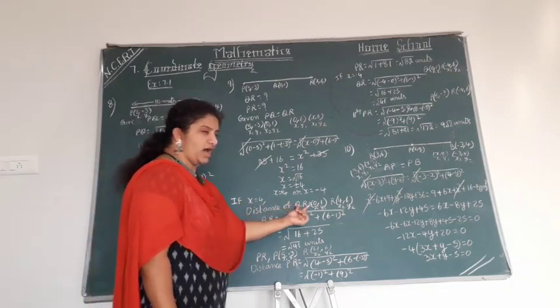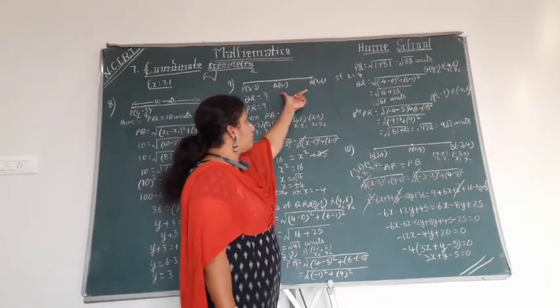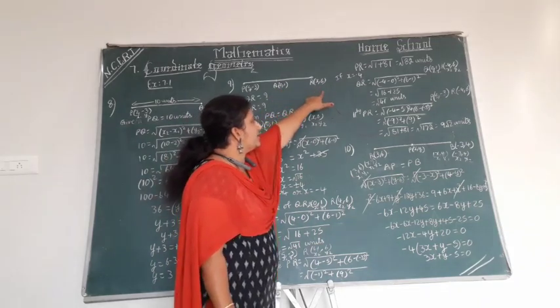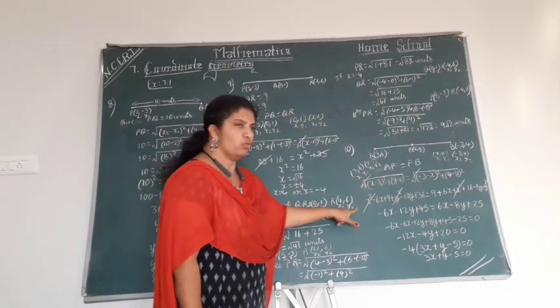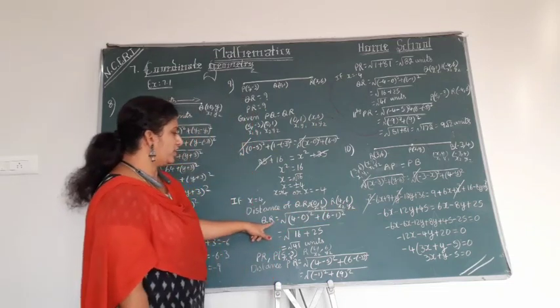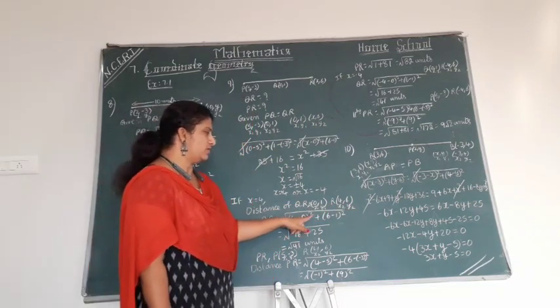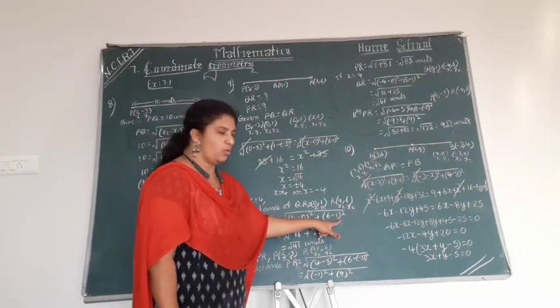First let's start finding the distance of QR here. Write this coordinate and this coordinate. Mention x1, y1, x2, y2. The distance formula for QR is square root of (x2 minus x1) whole square plus (y2 minus y1) whole square.